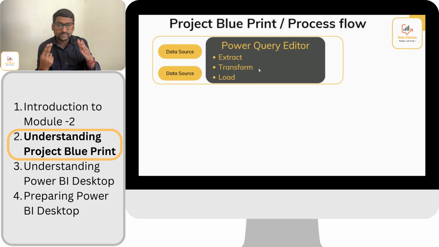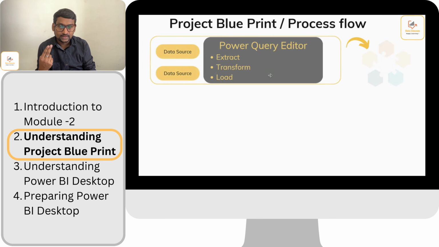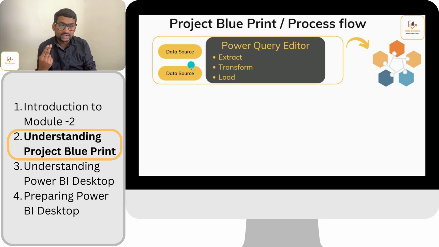Maybe we can change the data type of a column. Maybe some column is coming as numerical, and we can change it to a percentage or something else. So we can extract, we can transform our data, and then we can load that data to the next step. So first we have identified the data sources, we have extracted the data into the Power Query Editor, we have transformed that data, and then we have loaded that data in the form of tables.